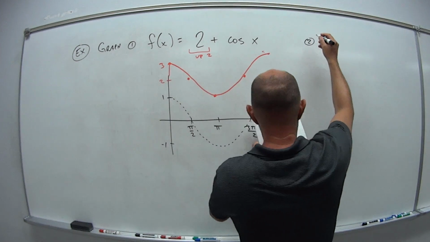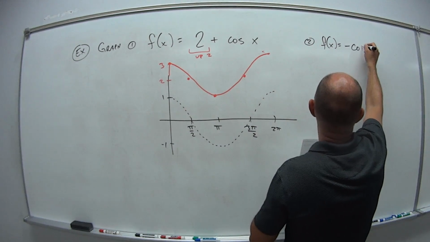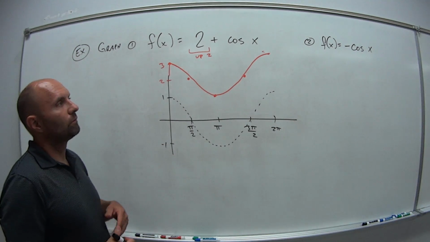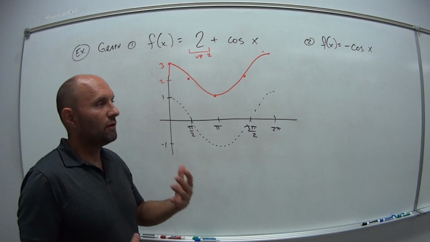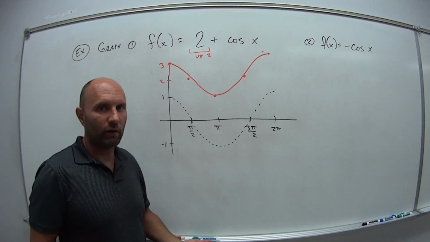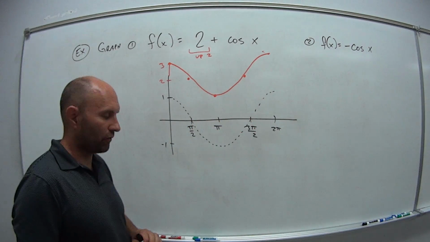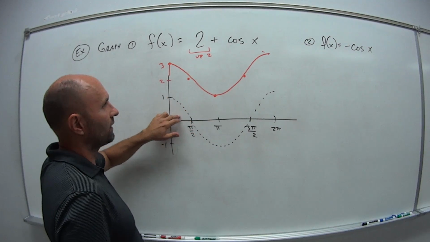But now let's say we want to graph f of x is minus cosine of x. So again, this kind of forces you to think back a little bit when we had, for instance, minus x squared, and we had to graph that. What happened? Well, it turned it upside down, right? So the same idea here. It's just reflecting it across the x-axis.